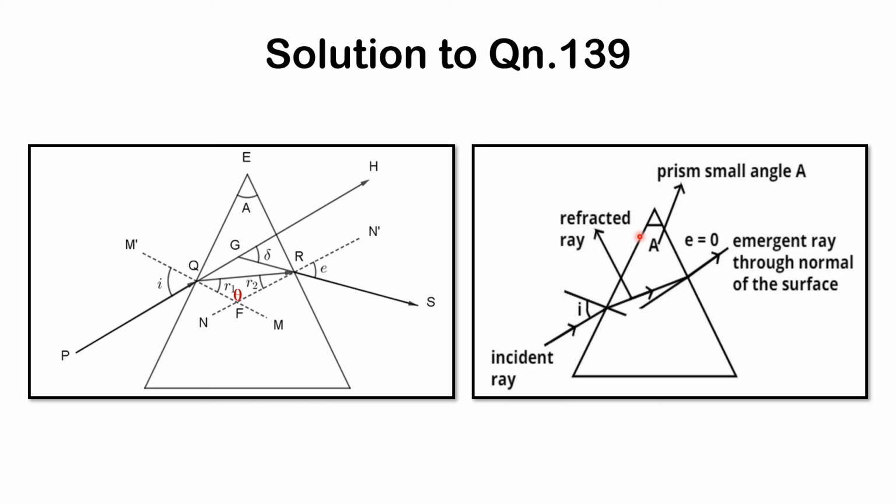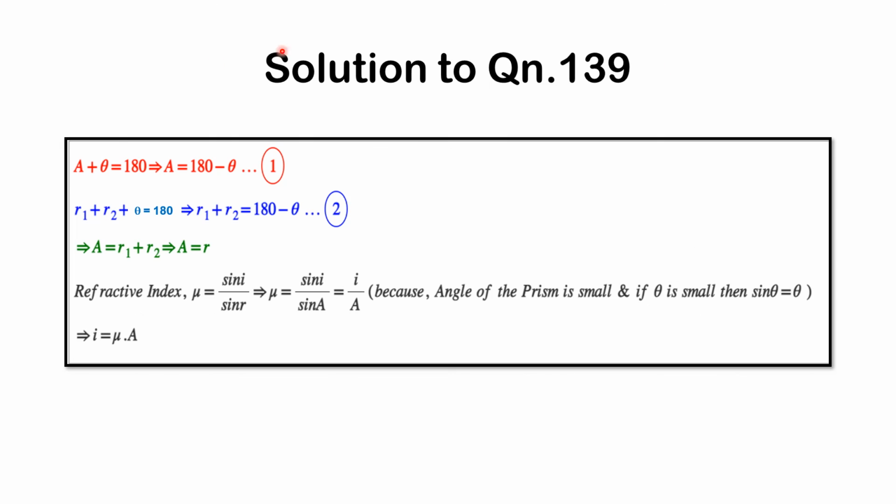This is the angle of the prism A, it's a small angle. We have seen this in angle of minimum deviation. Angle A, the angle of the prism, plus theta, if you add these two, it's equal to 180 degrees. It's a triangle. So angle of refraction R1 plus angle of refraction R2 plus theta, when added, is equal to 180 degrees. So angle A plus theta is equal to 180.